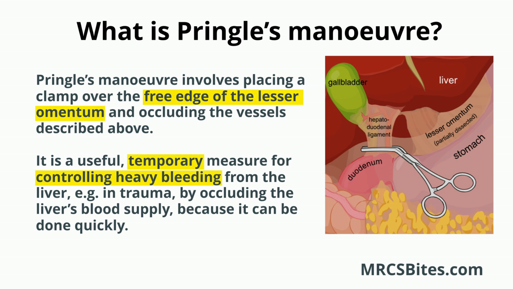What is Pringle's maneuver? Pringle's maneuver involves placing a clamp over the free edge of the lesser omentum and occluding the vessels described above. It is a useful, temporary measure for controlling heavy bleeding from the liver, e.g. in trauma, by occluding the liver's blood supply because it can be done quickly.